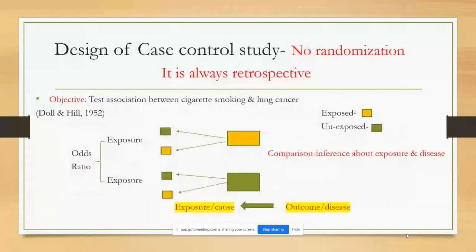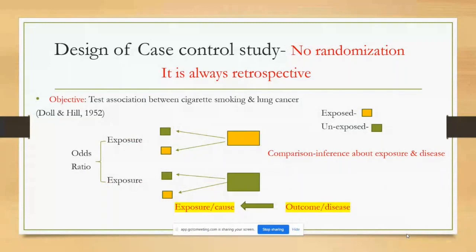Now, what is the design of a case control study? Another design is the case control design. Here, we compare the case results with the control. The control is another healthy patient, and we need to compare the results with the case. So here no randomization is required, and it is always retrospective. The objective of this case control design is to test the association between exposure or any cause and the outcome of the disease, that is lung cancer. If we talk about smoking as a cause, the outcome is lung cancer.